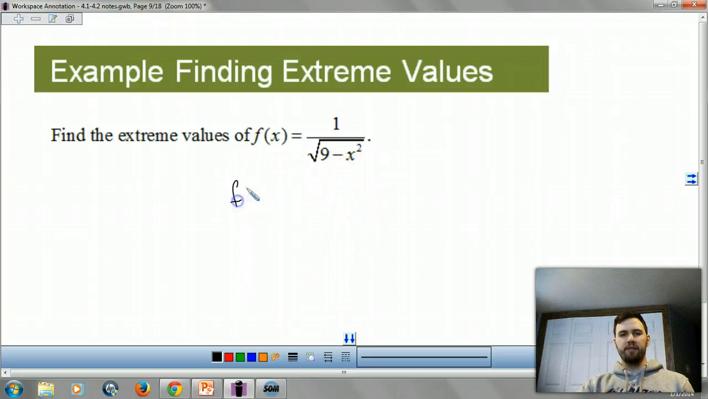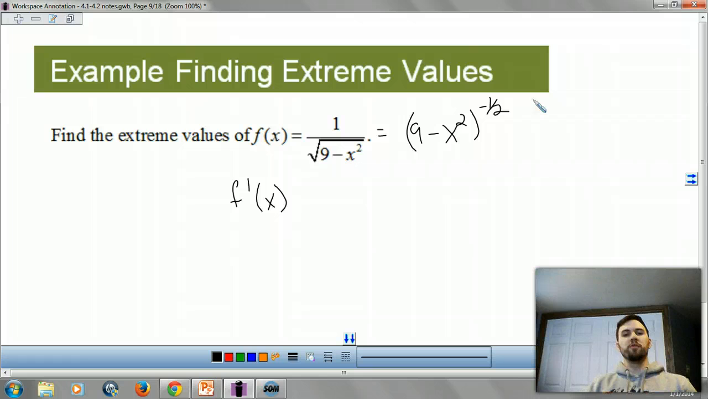First, I need to find my f prime. First, I'm going to take this one and change it to 9 minus x squared to the -1/2. I can do that because remember, square root is the same as to the 1/2 power, and then the negative can bring it from the denominator to the top.